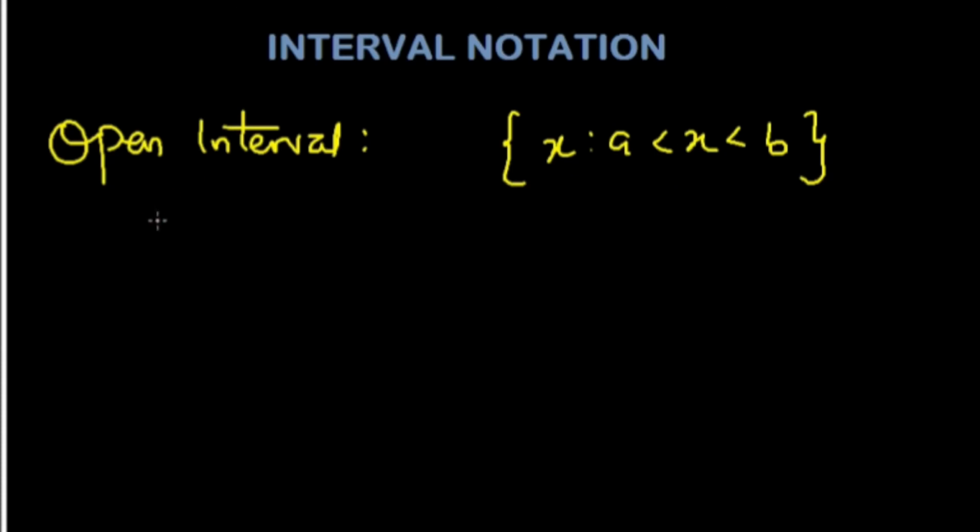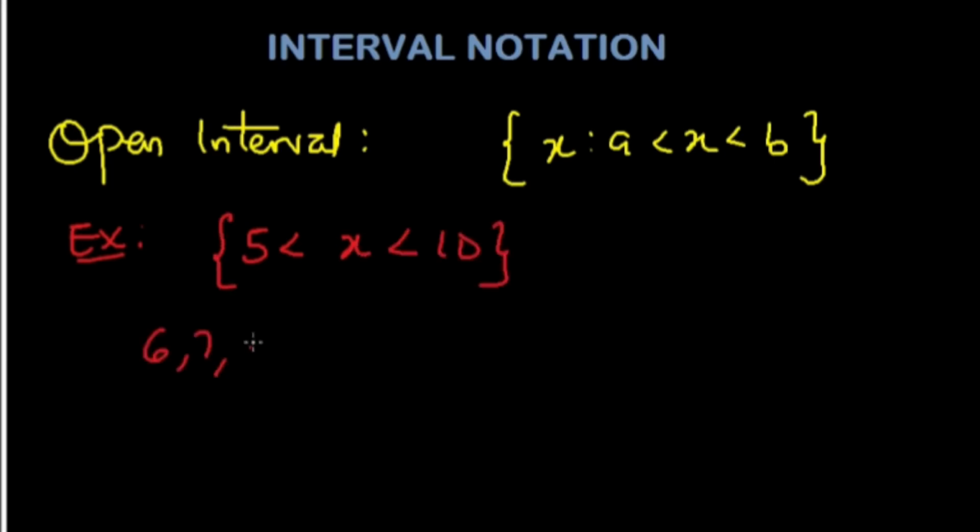Let me give you an example so this can make sense. If I have something like this, 5 less than X and less than 10, and I want to write the set of all these numbers, I will have 6, 7, 8, and 9. Because if 5 is less than X, that means X is greater than 5. That means 5 is not there, 10 is not there. So for open interval, the upper and the lower boundaries are not included as members of the set.